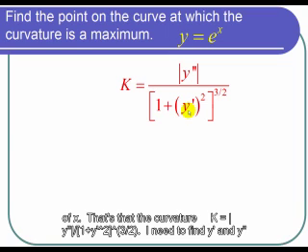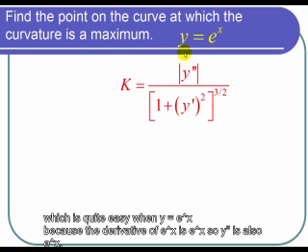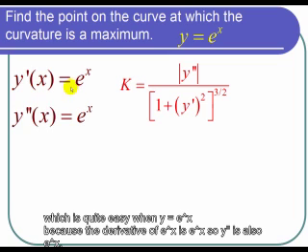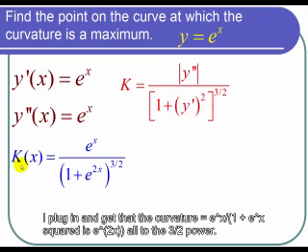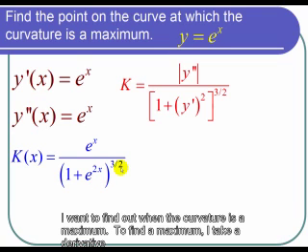So I need to find y prime and y double prime, which is quite easy when y equals e to the x, because the derivative of e to the x is e to the x, so y double prime is also e to the x. So I plug in, and I get that the curvature is equal to e to the x divided by 1 plus e to the x squared is e to the 2x, all to the 3/2 power.